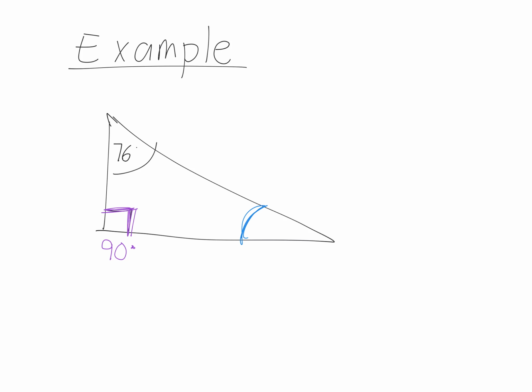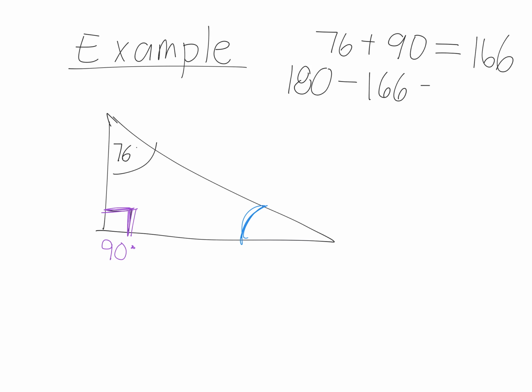Good. Then subtract that from 180. So what's 76 plus 90? 166. And what's 180 minus 166? 14 degrees. So the missing angle, which is L, is 14 degrees.